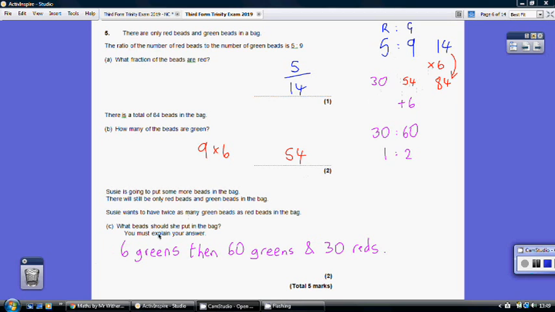Now for part C, we're going to add some beads, and we want to end up with having twice as many green beads. So we're starting off with 30 red and 54 green. So we want to get twice as many greens as we have of reds. So 2 lots of 30, which is 60. So we're going to have to add 6 green beads. So what beads should you put in the bag? You must explain your answers. So we're going to add 6 greens, and then what do we have? We then have 60 greens and 30 reds.